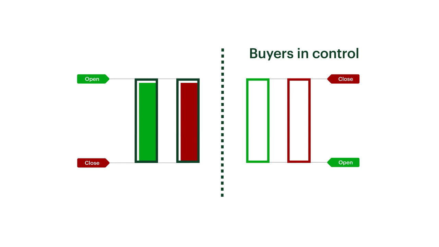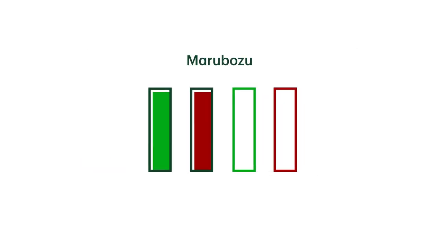If the long real body is hollow, it means that the closing price is higher than the opening price. The buyers are in control. If the long real body is filled, it means that the closing price is lower than the opening price. The sellers are in control. This formation is called a marubozu in Japanese, meaning bald head, a reference to the missing shadows.